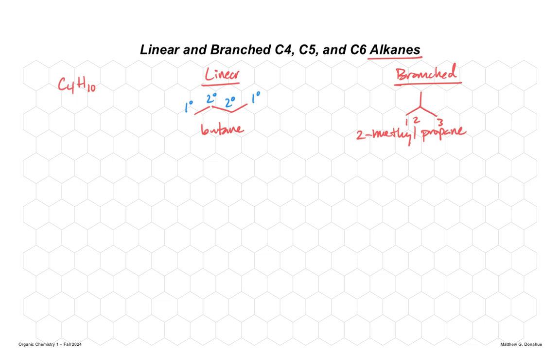So numbers are separated from letters with a hyphen. Numbers are separated from numbers with a comma. That's, again, part of the rules. So for C5H12, the linear one would be pentane. So we have primary, secondary, secondary, secondary, primary.